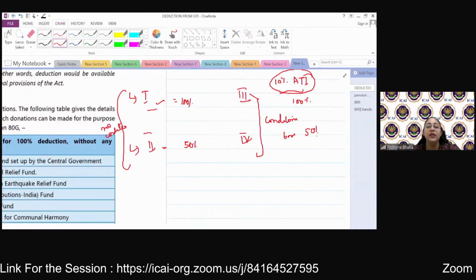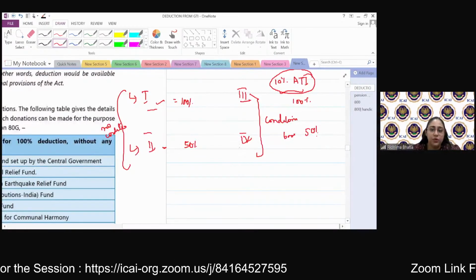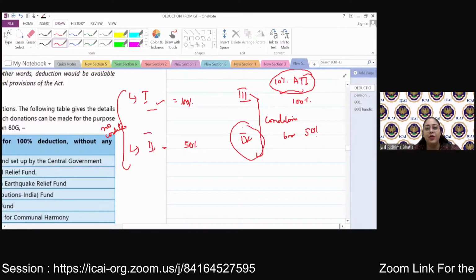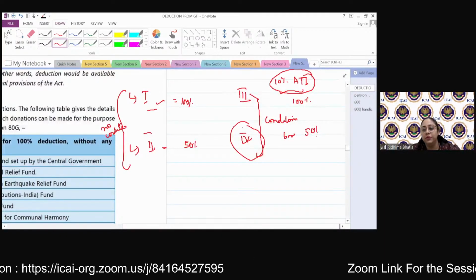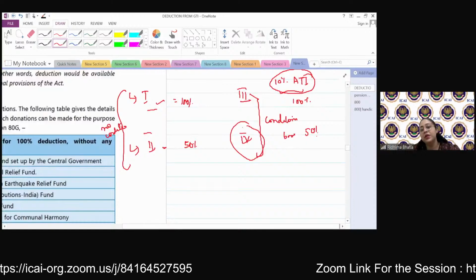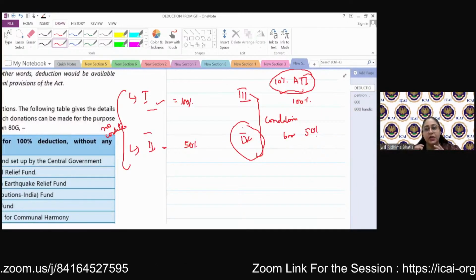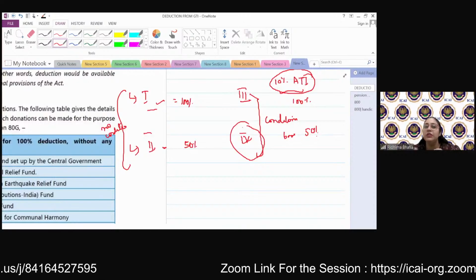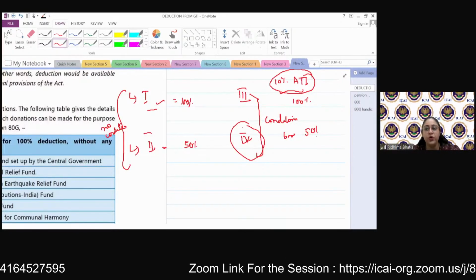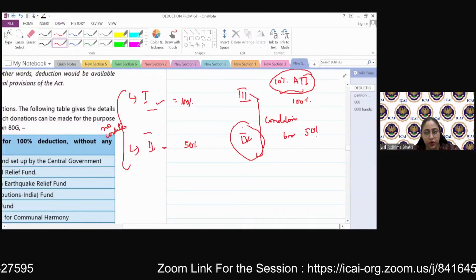category. Now fourth category is the most common one. Most common one matlab all our charitable trusts, all our religious trusts, everyone is covered under category 4. Whenever you make a donation, the receipt tells you whether that donation is covered under section 80G or not, or is eligible under section 80G or not.